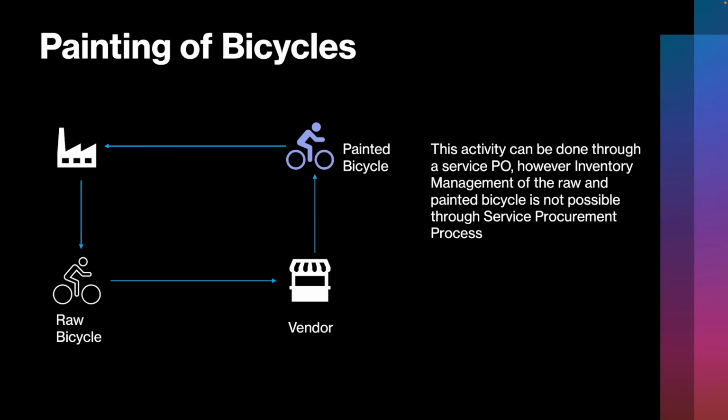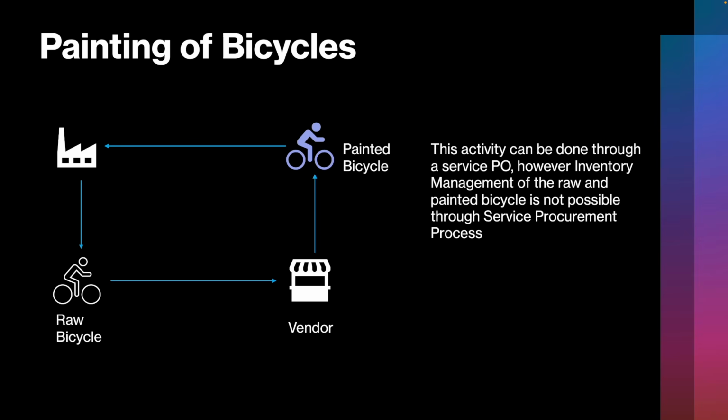Now, if you follow the service procurement route for this particular activity, then the main problem with that route will be that the inventory management of these bicycles will not be possible. That is, you will not be able to track down how many raw bicycles you have in your warehouse, how many painted bicycles you have received from the vendor. So although this whole process appears to be a service procurement process, but this also involves inventory management activities.